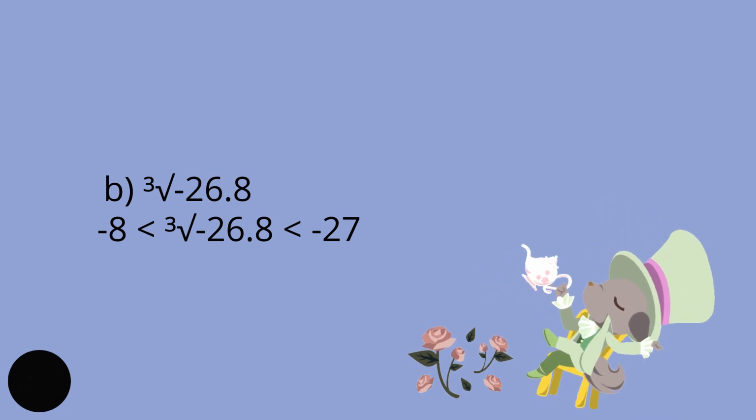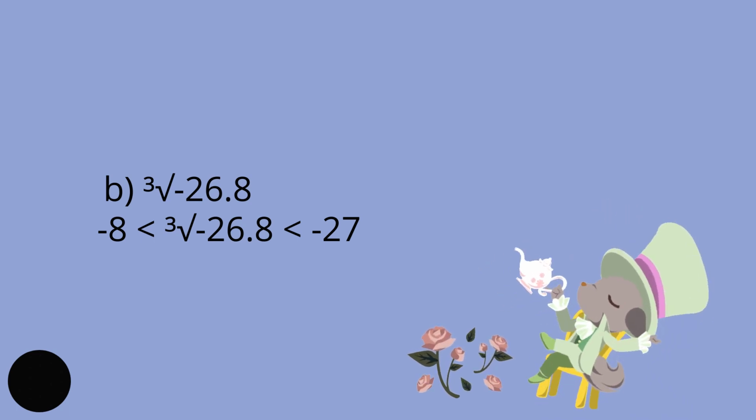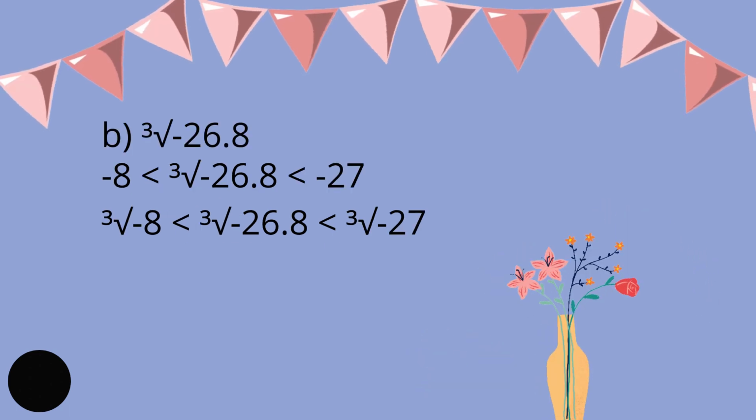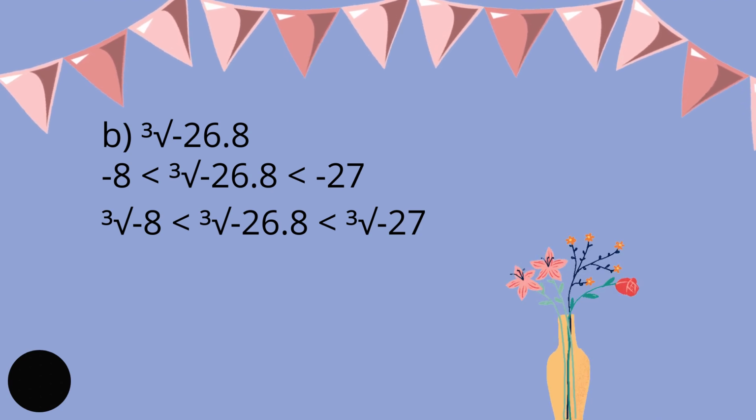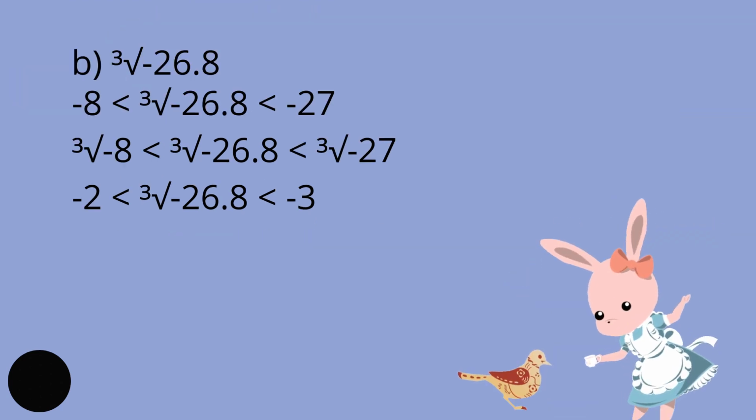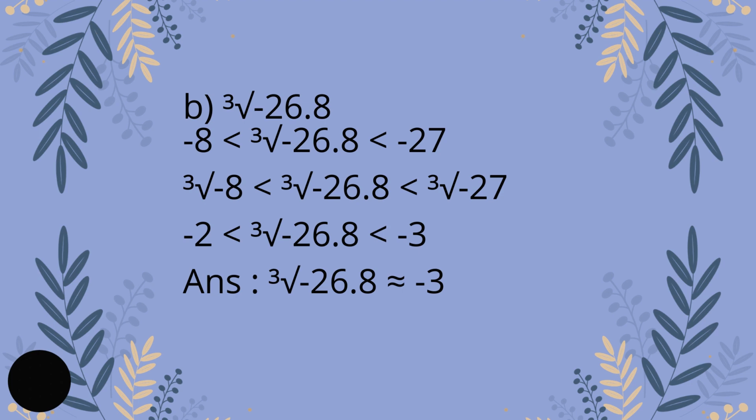B. Cube root negative 26.8. We find the nearest perfect cubes, which are negative 27 and negative 8. Then we find the cube roots of these two numbers, which are negative 3 and negative 2. So the answer is cube root of negative 26.8 approximately equals negative 3 because it's closer to negative 27 compared to negative 8.